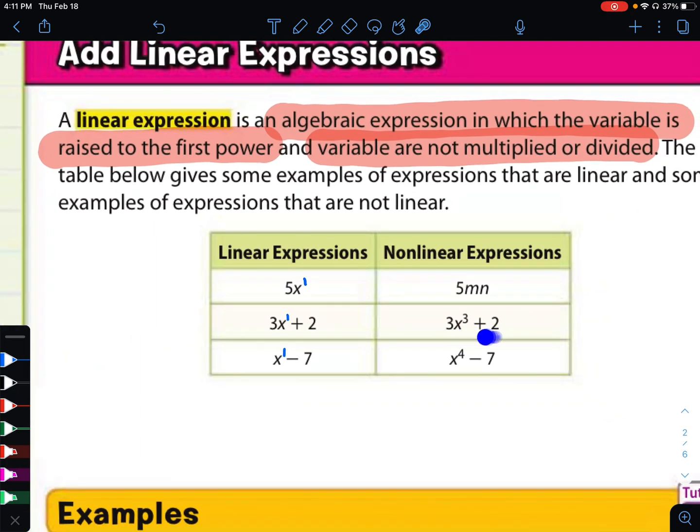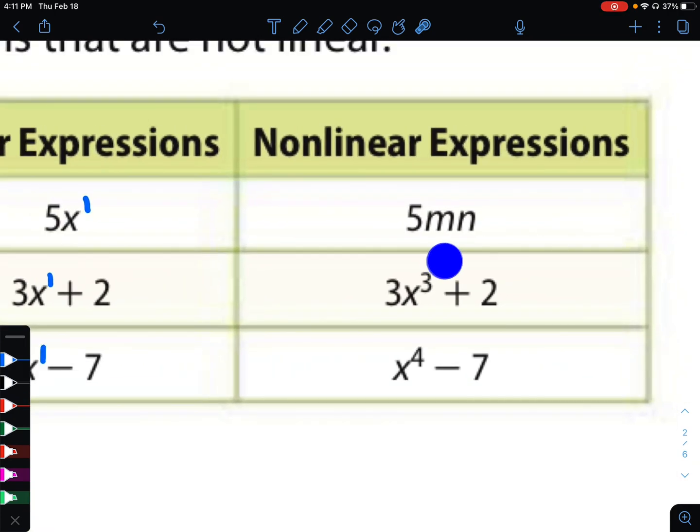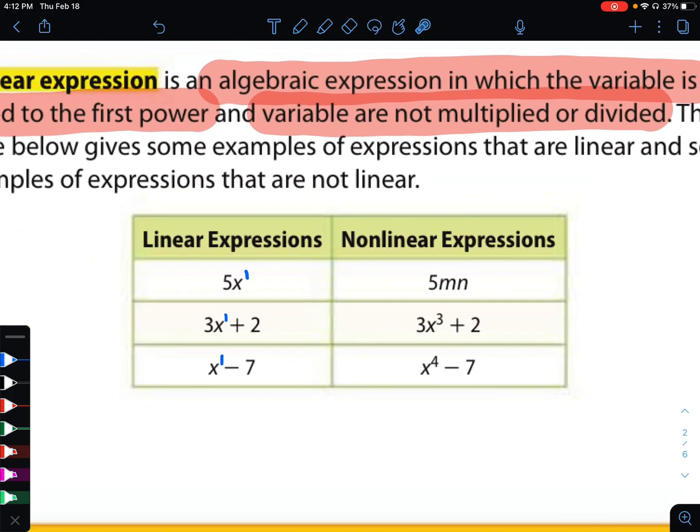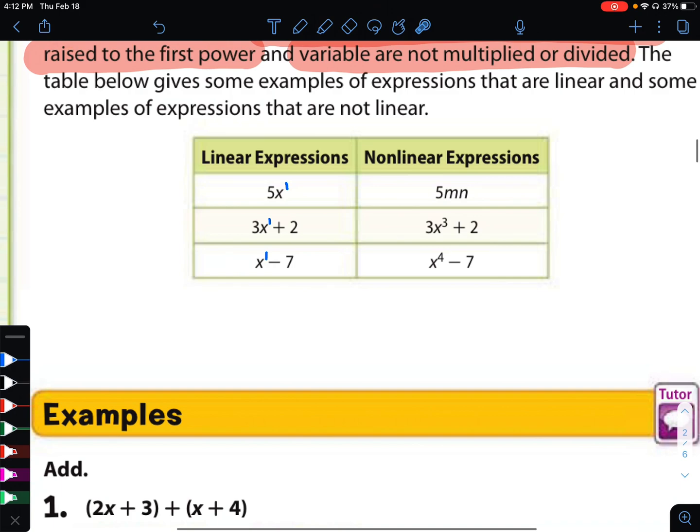3x cubed plus 2 is nonlinear, simply because the exponent is 3. x to the fourth minus 7 is nonlinear because, again, you have an exponent of 4. So if you have an expression where you are multiplying the variables, that's not considered to be a linear expression. And if the exponent of the variable is greater than 1, again, that is not a linear expression. Okay, so we define that.